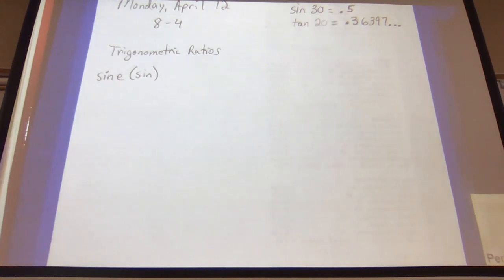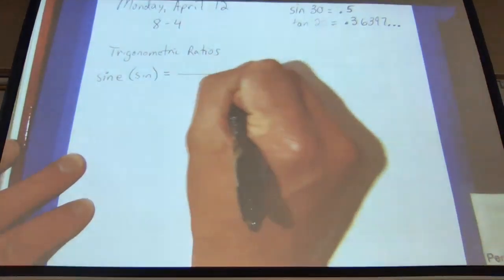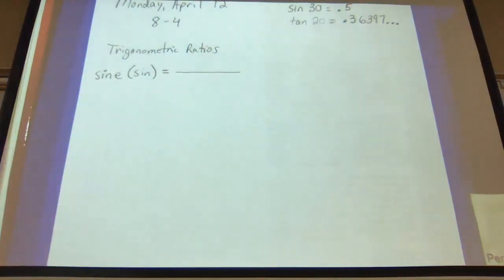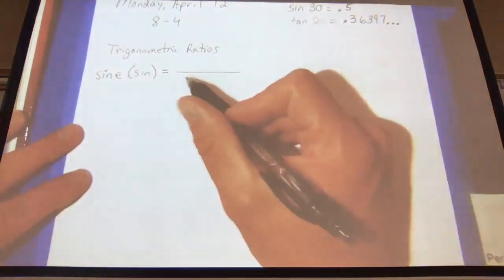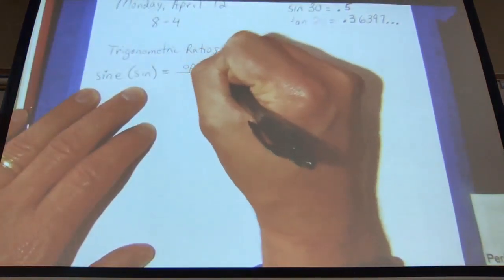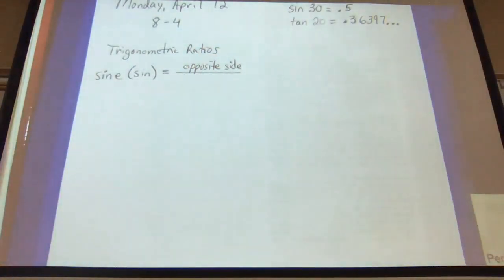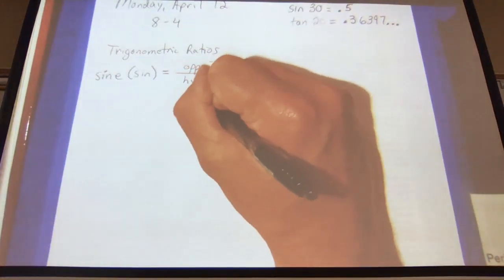So sine is going to be a ratio. We're going to write it as a fraction. And here's how it's going to work. We're going to take the opposite side. I'll show you what the opposite side looks like here in just a second. And we're going to put that over the hypotenuse.